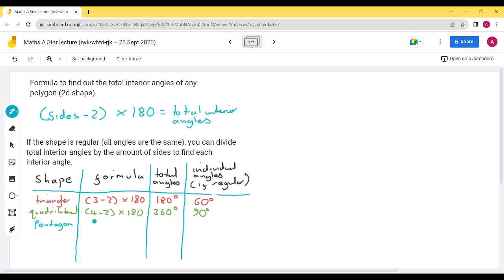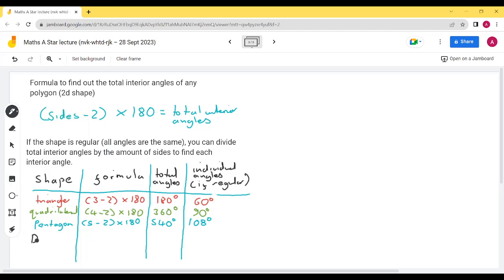But yeah, for this, you've got the five sides. Again, we follow the equation, amount of sides minus 2 times 180, and that's going to give us 540 degrees. And again, you could divide that by 5 to get each individual angle, which is going to give you 108 degrees. And this will work for any shape.